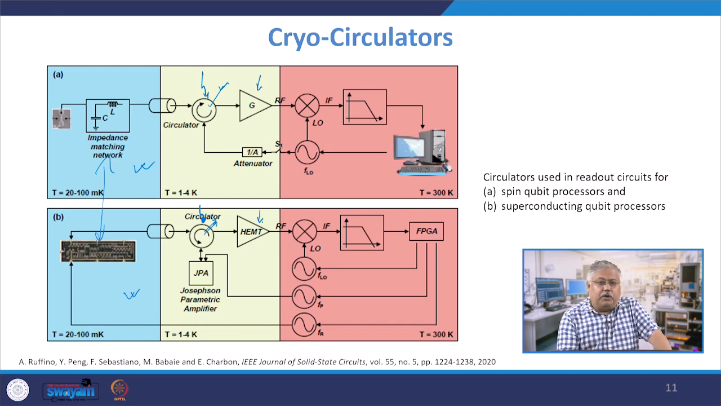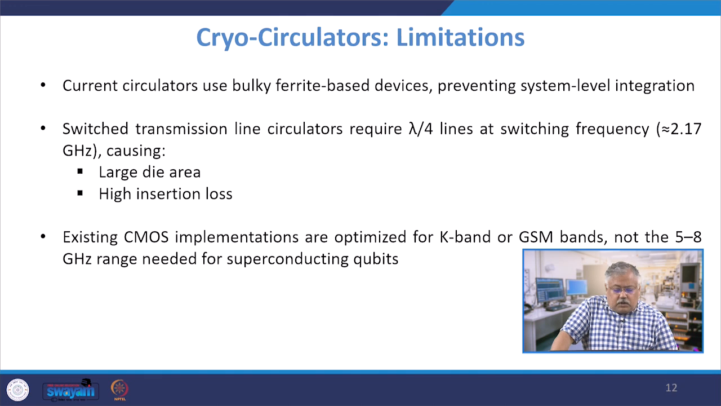This is a high electron mobility transistor, which acts as a low noise amplifier. This is a local oscillator, which adds the RF with the low frequency noise, and then it goes to an external filter for designing the overall readout circuitry. Now, what are the limitations?